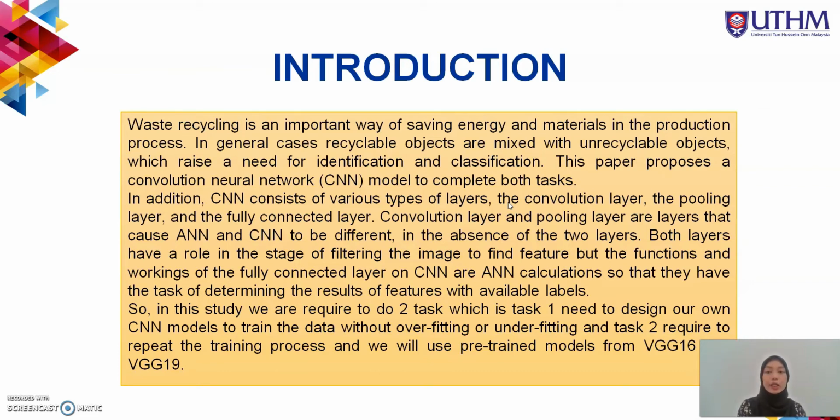In addition, a CNN consists of various types of layers: the convolutional layer, the pooling layer, and the fully connected layer. The convolutional layer and pooling layer are the layers that make ANN and CNN different. Both layers have a role in the stage of looking at the image to find features, while the fully connected layer in a CNN performs the calculations that determine the result of the features with an enumerable label.